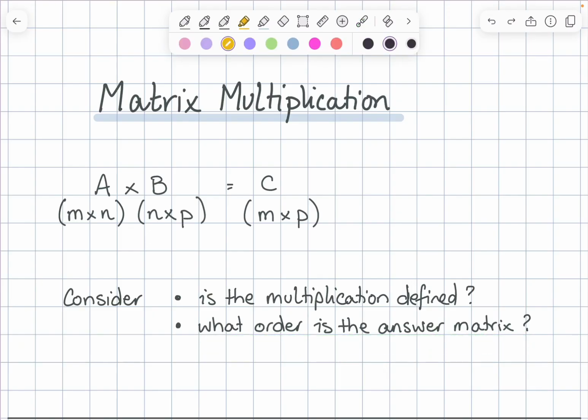When we're checking if it's defined, we look at the columns of the first matrix and the rows of the second matrix, and we need them to be the same. If they're not the same, then you cannot do that multiplication. Our answer matrix is going to be the rows of the first matrix by the columns of the second matrix. I would always start with that before I actually go and do the multiplication.